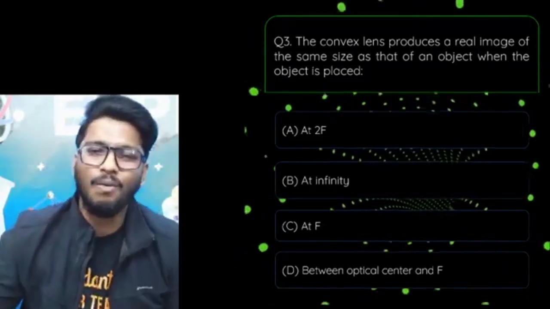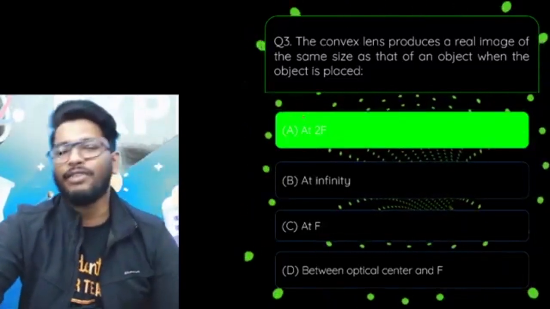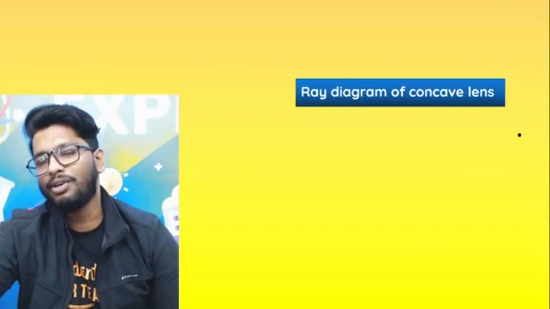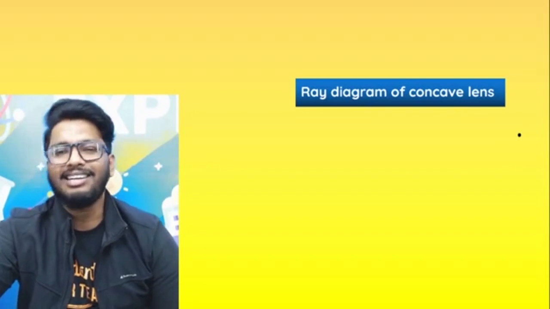5, 4, 3, 2, 1. The answer is at 2F, people. If you keep it at 2F, the image is going to be formed at 2F, and it's going to be the same size, real and inverted.